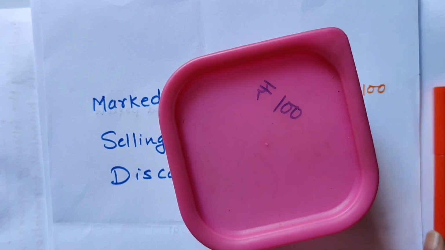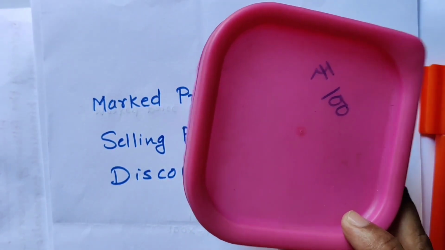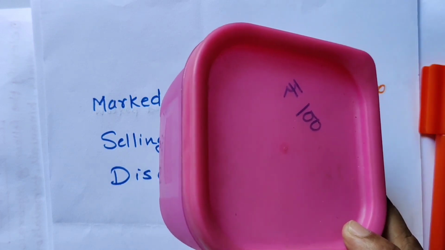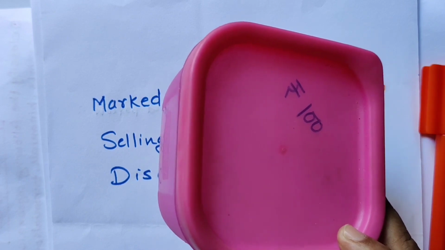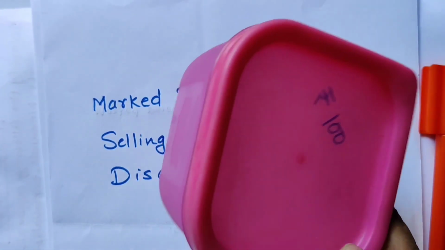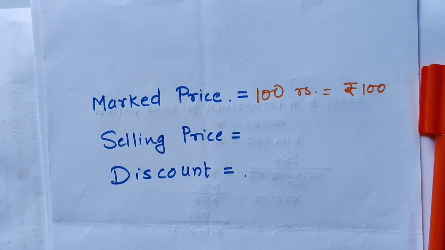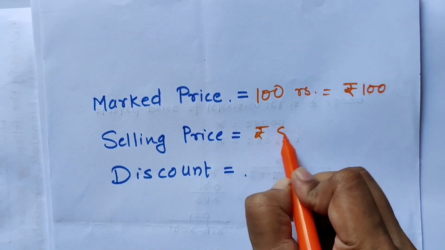But when we go to the shop to buy this, the shopkeeper says the price is 100 rupees. We bargain with the shopkeeper and ask, can the price become less? He says, okay, you can take it at rupees 80 also. So in the end he gives it to us for rupees 80. When the shopkeeper sells this box at rupees 80, 80 rupees becomes its selling price.